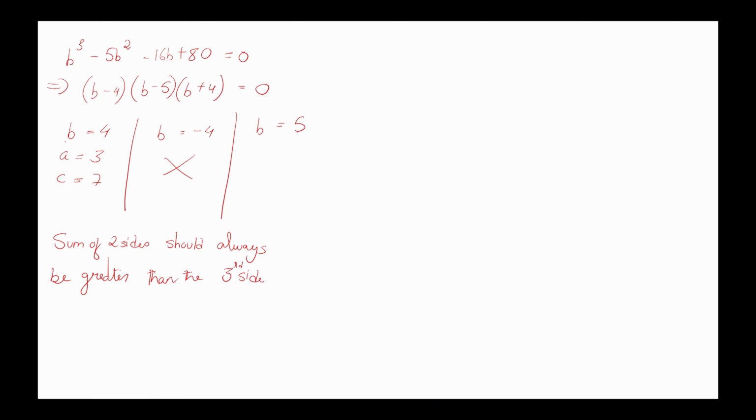However, here you can see that a plus b gives us 7, but it is not greater than 7. It is equal to 7 but not greater than. That means this triangle can never be formed. So if this cannot be formed, this is not possible, that means b equals 5 is the only possibility that I have. So I found out the only unknown side, which is b, which was 5.